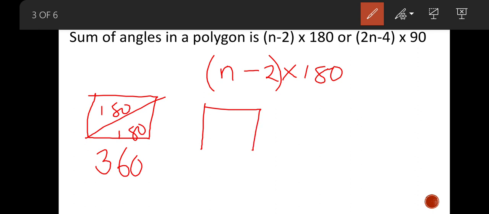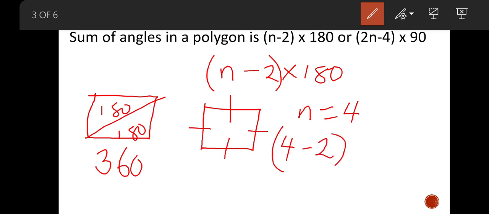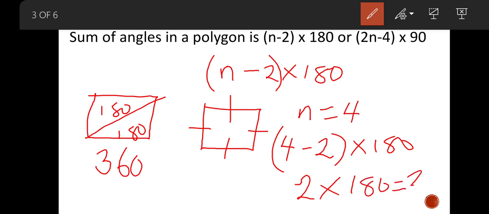A quadrilateral is a shape that has four sides: 1, 2, 3, 4. Now n is the number of sides, so n is equal to 4. From the formula, we have n minus 2, which is now 4 minus 2, close the bracket, times 180. 4 minus 2 is 2, and 2 times 180 is 360, which is the sum of angles in a quadrilateral.